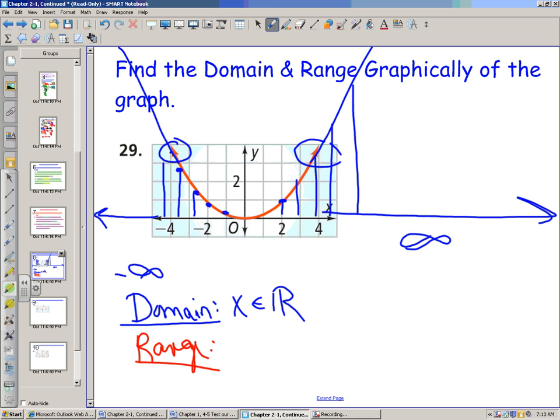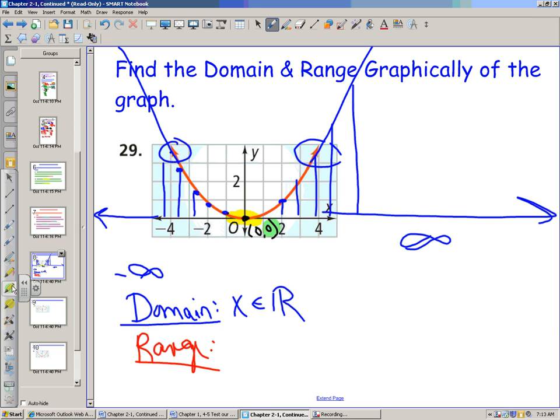How do we read the range again? We read the range from the bottom to the top. So what is the absolute lowest y value? I said y, not x, okay? My absolute lowest y value is going to be the actual minimum, the valley of the graph. That valley, the lowest y value, is the point (0, 0), and I want my y value right there, which is 0.